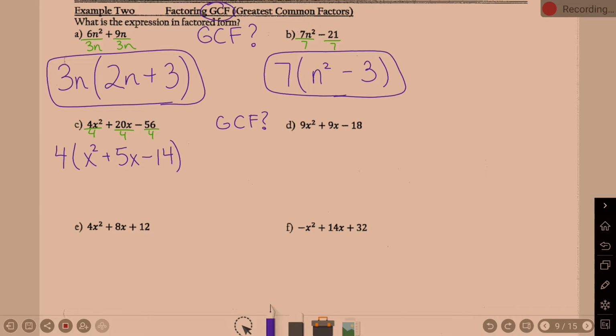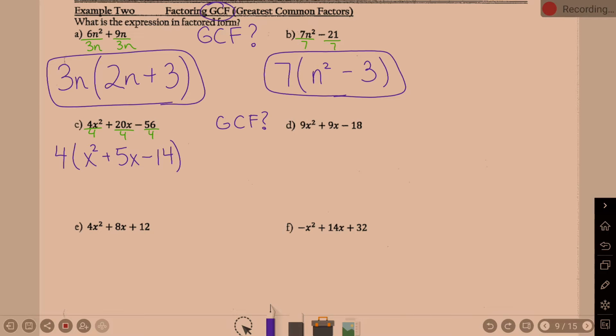But notice what's in the parentheses looks like the top of our page. Is there another step of factoring we can do? Yes. If we distribute our 4 back, we're just right back to the original problem. We don't want to undo ourselves. So here's what you've got to do, folks.